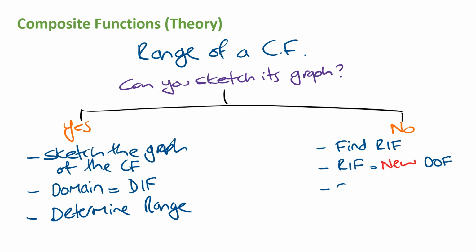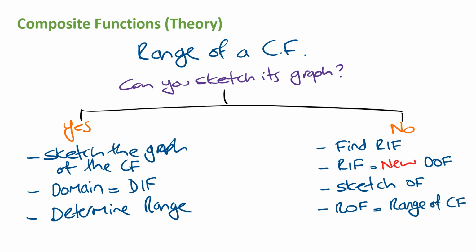You then sketch the outer function with this new domain. So you're not sketching the rule of the composite function, you're just sketching the graph of the outer function, only this time with this new domain, which is going to be the range of the inner function. The range of this outer function is then going to be equal to the range of the composite function.